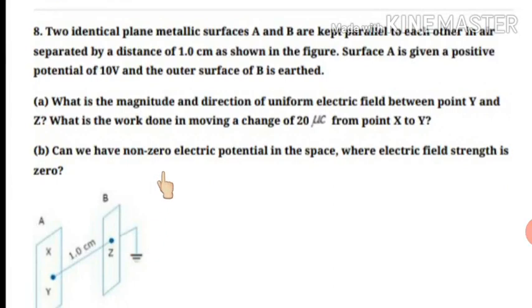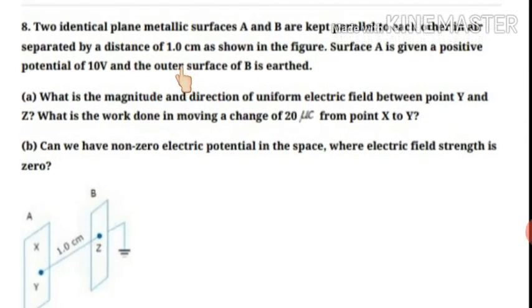Next question is, two identical plate metallic spheres A and B are kept parallel to each other in air, separated by distance 1 centimeter as shown in the figure. So you can see this is a metallic surface A, this is another metallic surface B, and the distance between them is 1 centimeter. Surface A is given a positive potential of 10 volt and surface B is earthed. It means there are no charges there.